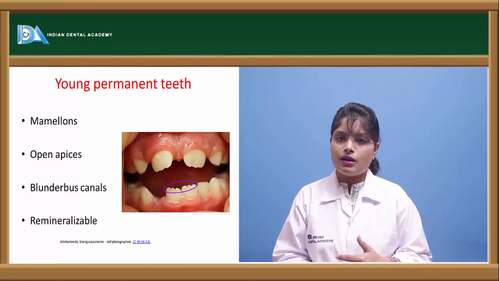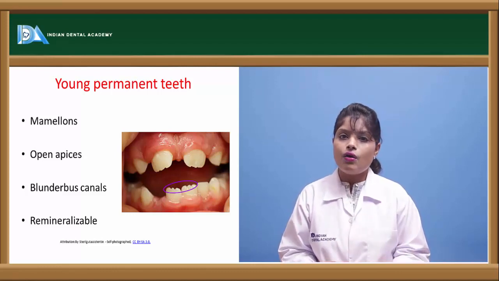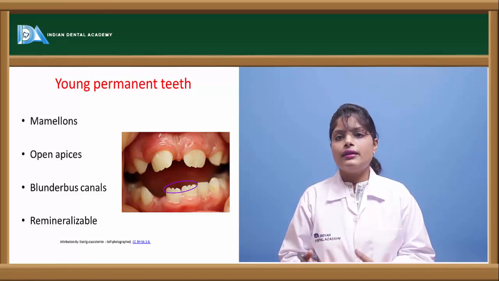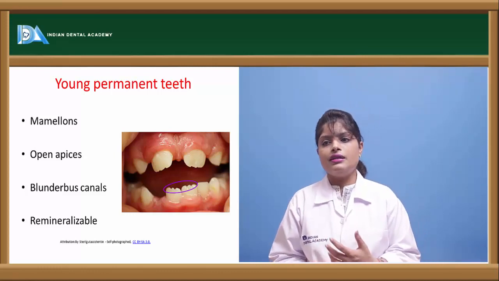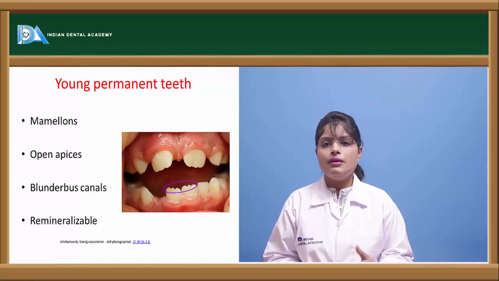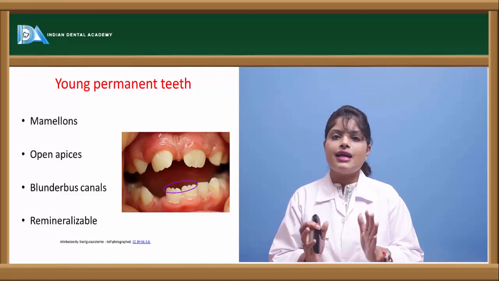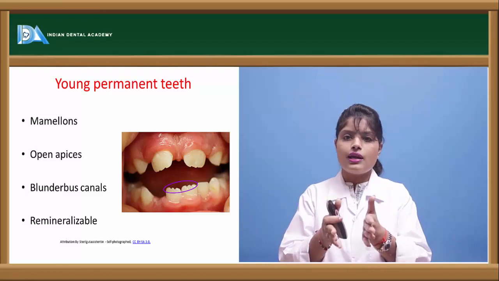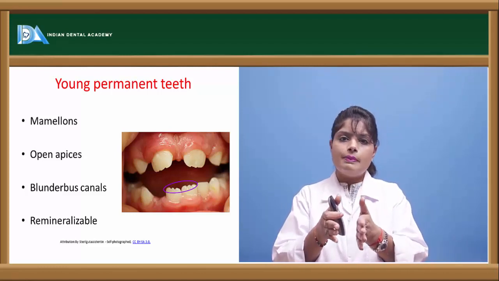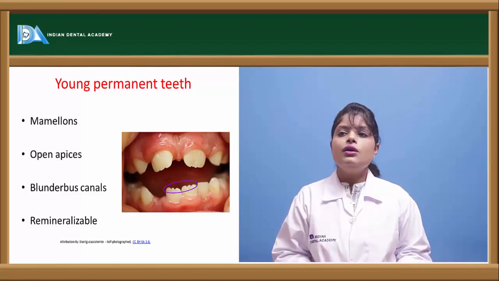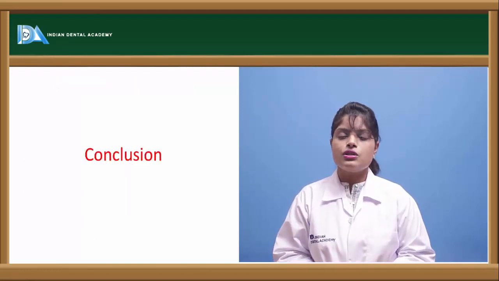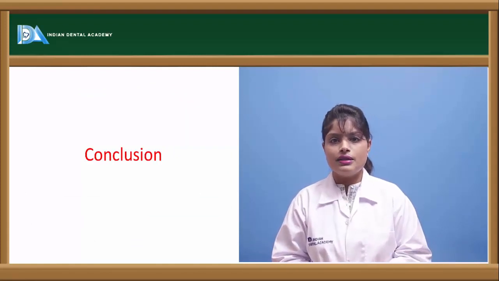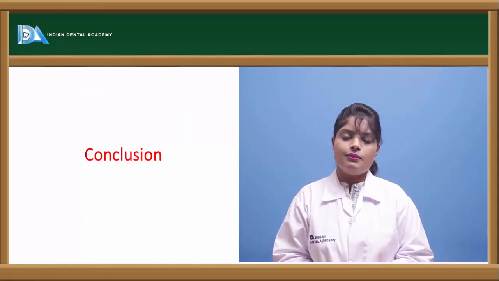There will be increased blood circulation. Likewise, the healing and the immunity of the young permanent teeth will be more than that of the primary or the mature permanent teeth. It will be easily remineralizable and will have a cannon-shaped or blunderbuss canal. That is, the walls of the root canals will be parallel and the canal will be very wide. So this was the chronology of the primary and the permanent teeth, and the importance of the young permanent teeth.